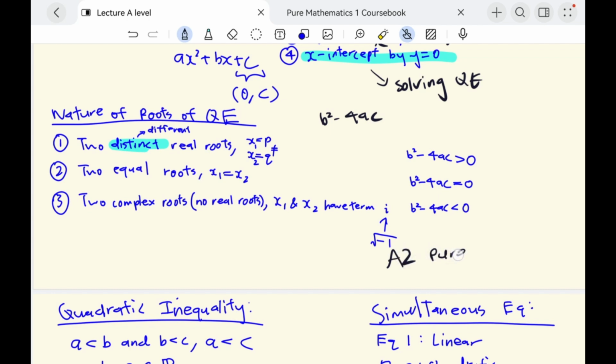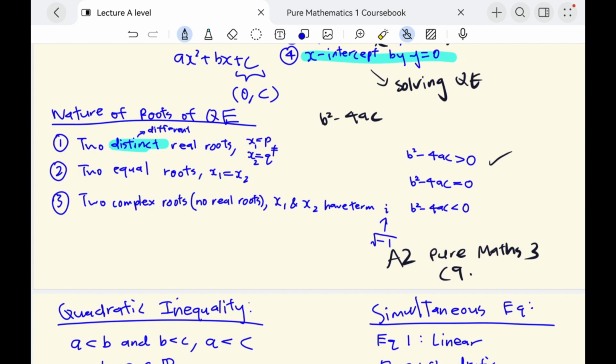This one you will learn in your A2 Pure Mathematics 3, Chapter 9, which is your last chapter of the Pure Maths 3, complex numbers. But in the syllabus of Pure Maths 1, we only consider complex roots as not a real root. So there are two distinct roots of the quadratic equation when your discriminant is positive.